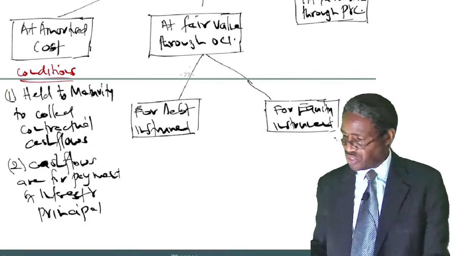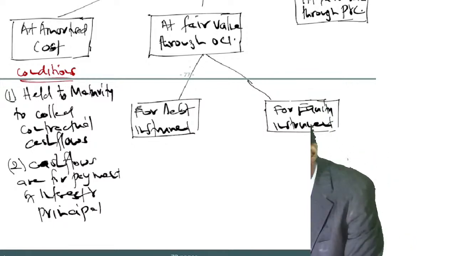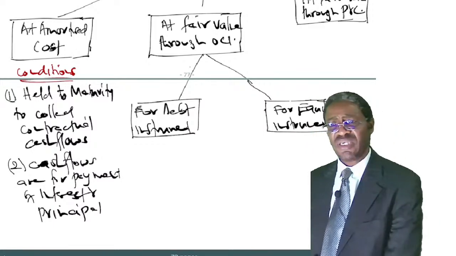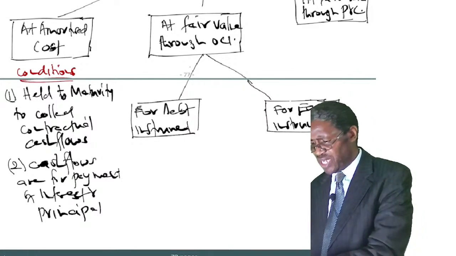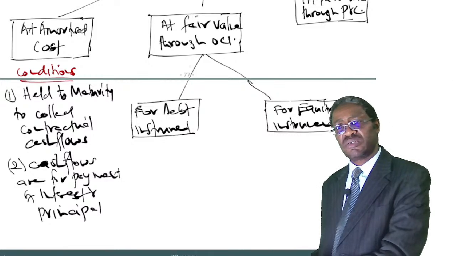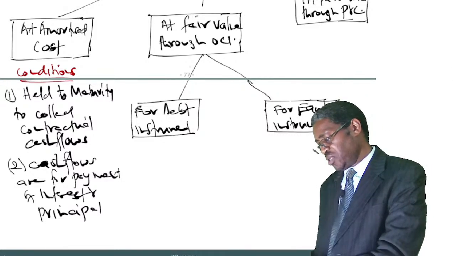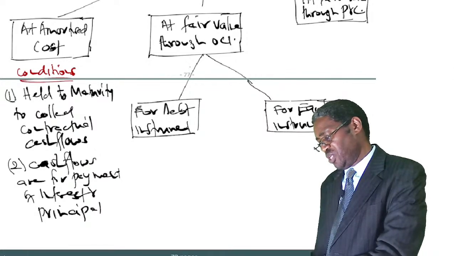Okay? Good. Just give me a minute. Okay. So we are saying, which kind of financial assets are these that should be measured at fair value through OCI.